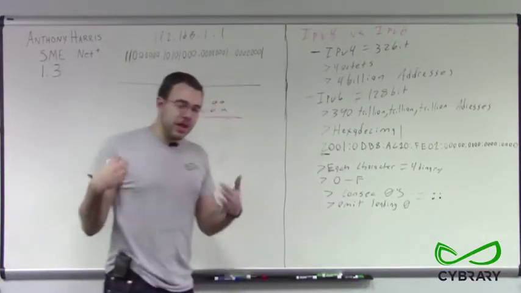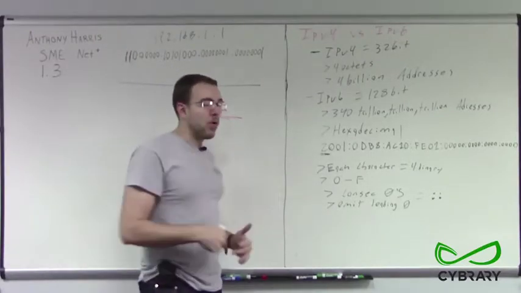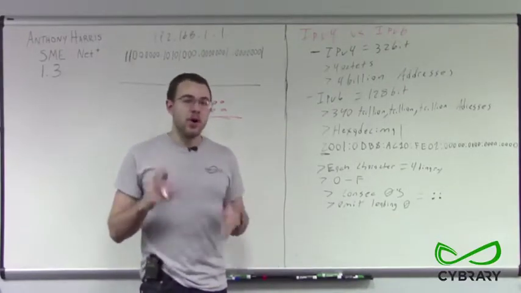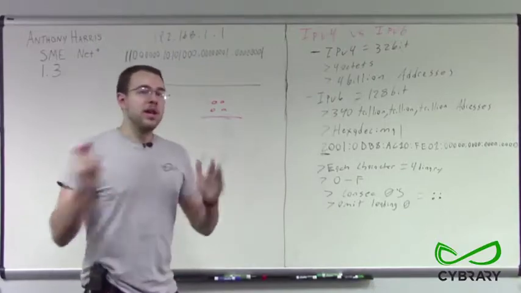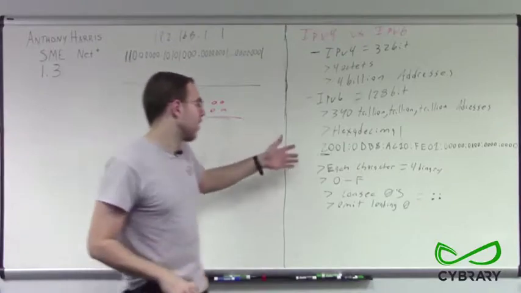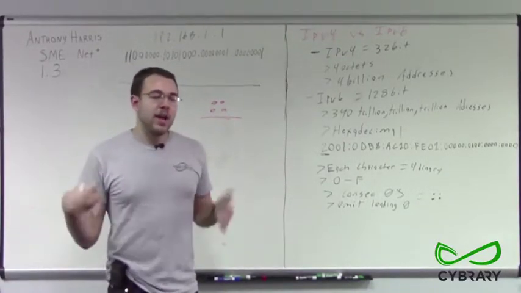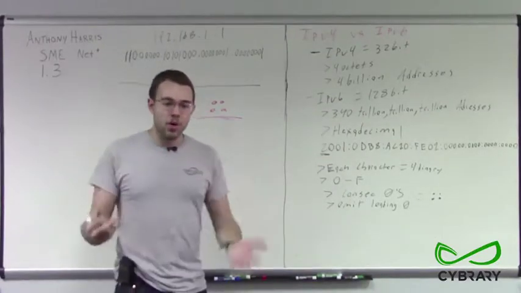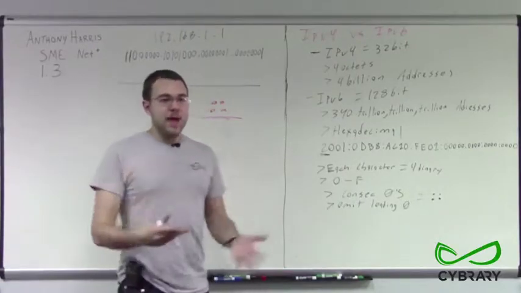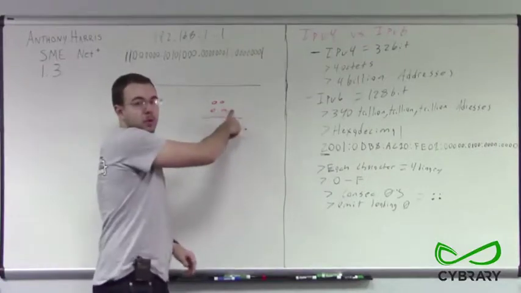Now, the reason we can only use this double colon once is because, in order for our computer to find out how many zeros we're replacing with this double colon, it takes however many other digits we have in our IPv6 address and says, okay, I know I have 32 hexadecimal digits total. I have 28 that I can see. That means that I'm missing 4 zeros. That must be what this double colon is replacing.